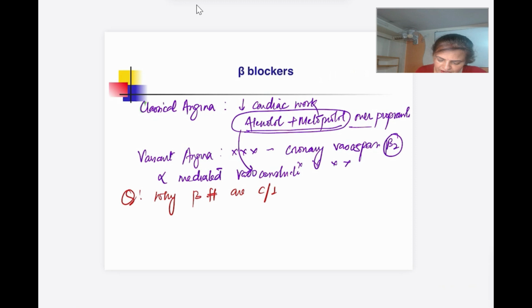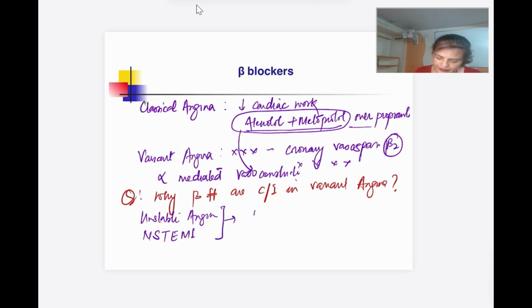So an important question is, why are beta blockers contraindicated? Beta blockers are contraindicated in variant angina. Whereas in unstable angina and even in non-ST elevation myocardial infarction, we can use the beta blocker because here also they are going to decrease the myocardial oxygen demand and decrease the cardiac work.